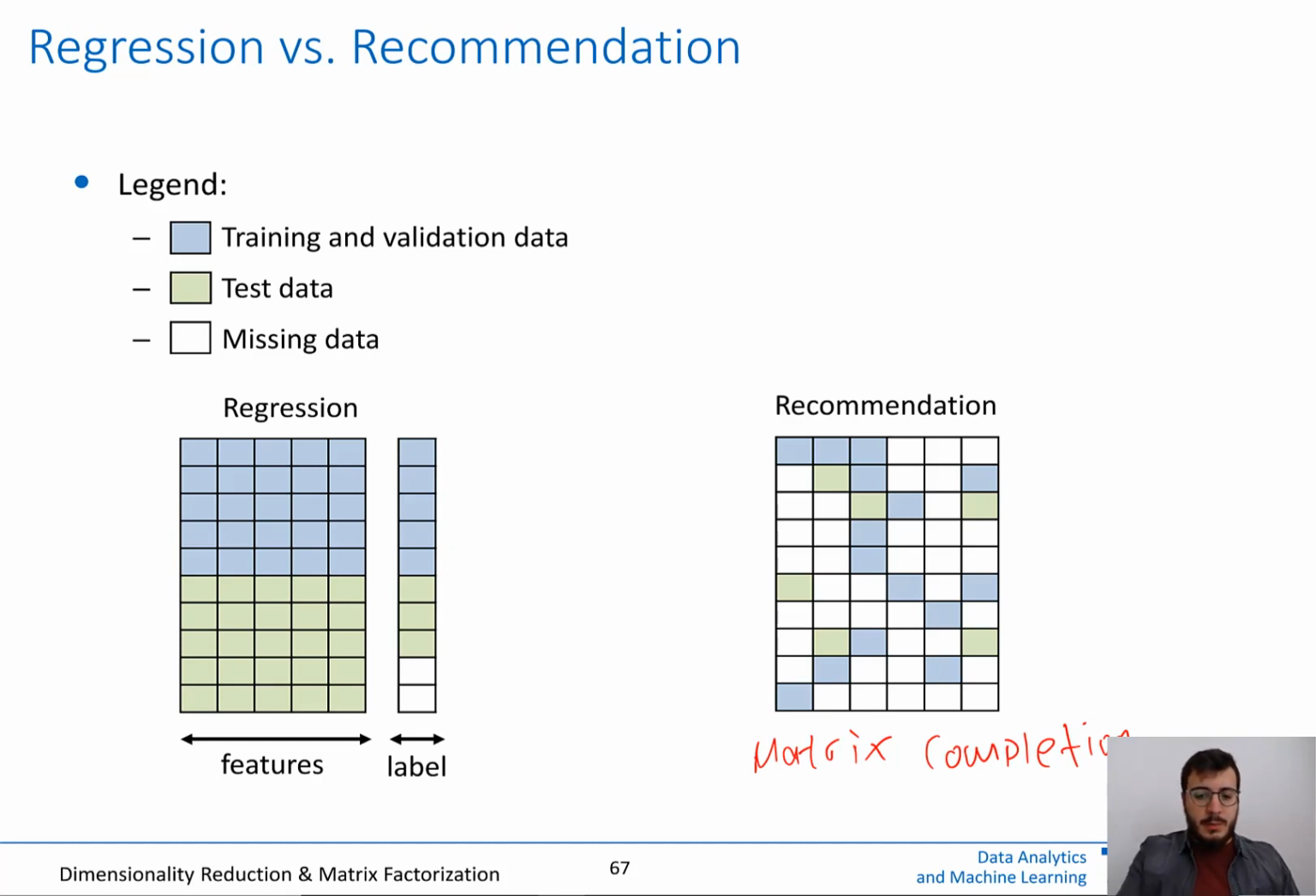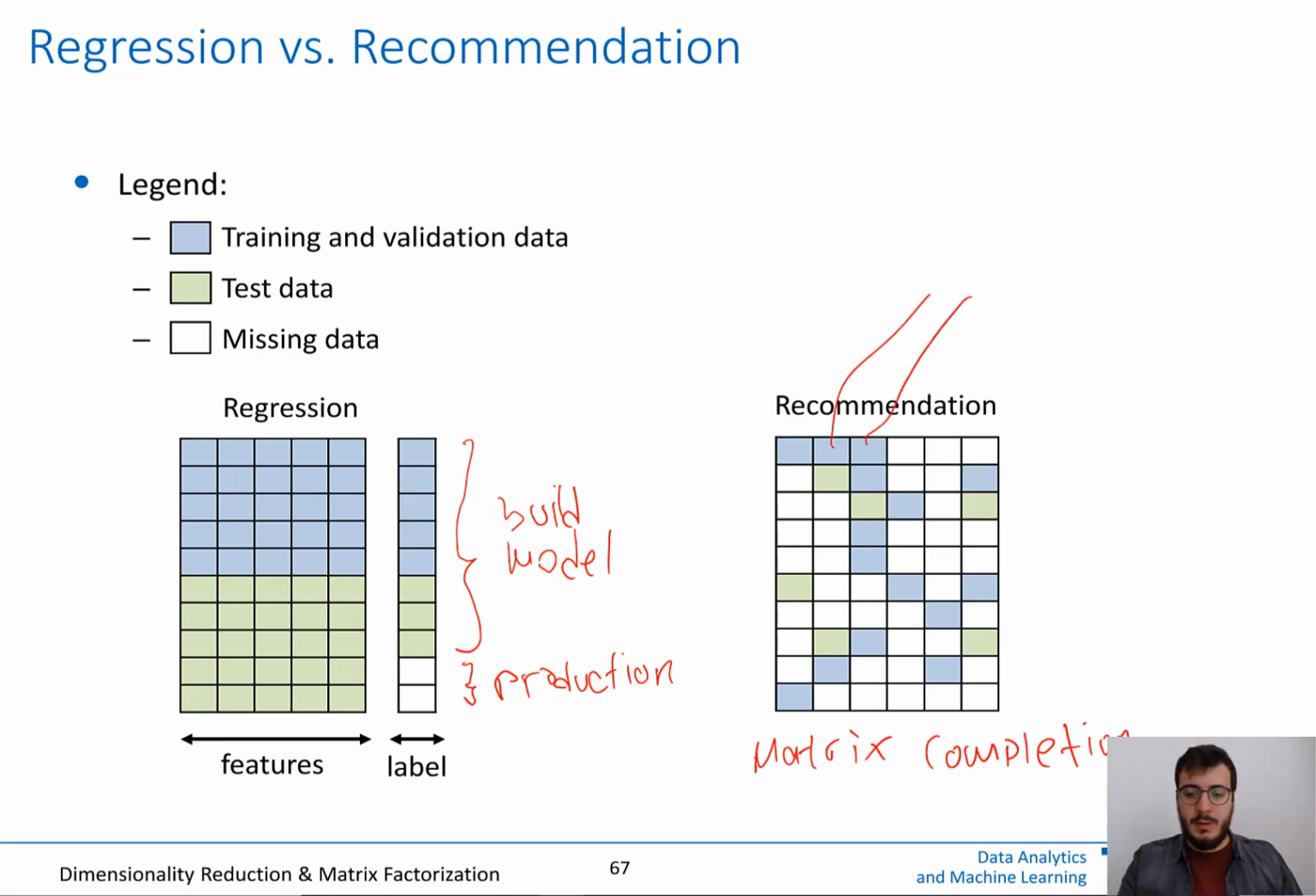Right, so let me just annotate a couple more things here. So this is what you use to build your model. And then in production, you're predicting the labels for the new incoming users. While in the recommendation setting, you're using these cells to build your model.